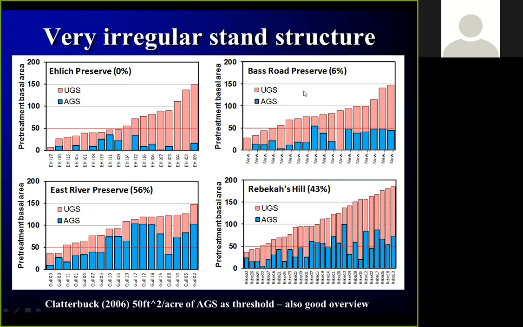This other one at Bass Road Preserve, only about 6% of the area had acceptable growing stock on it. East River Preserve wasn't too bad, about half of it, but that still means half of the area, when measured in 10-acre stands, did not have acceptable growing stock. And the last one, Rebecca's Hills, the basal area is through the roof on here. Close to a quarter of the area had over 150 square feet of basal area. But a lot of that was in low-quality beech, low-quality hemlock, and red maple, which had some significant decay in it. So that's the thing we're often faced with: these stands have very irregular stand structure.